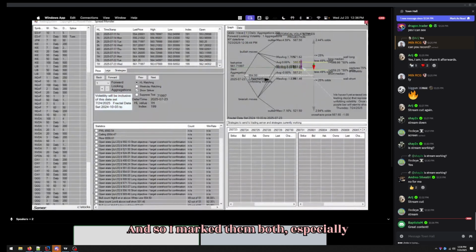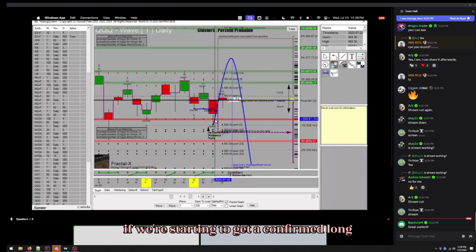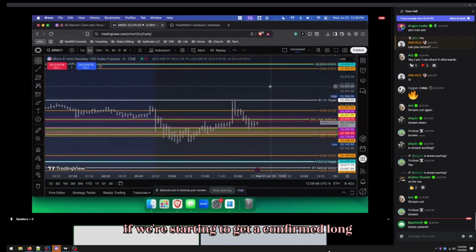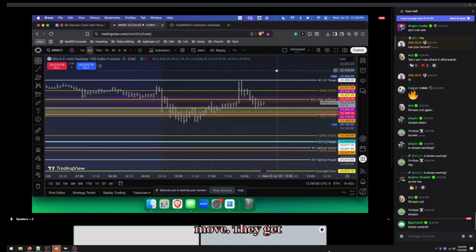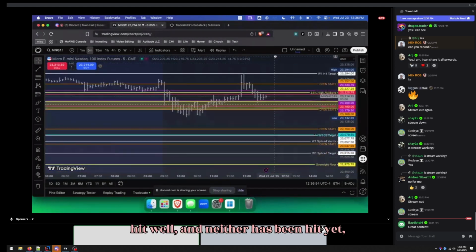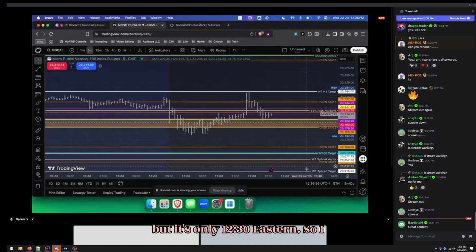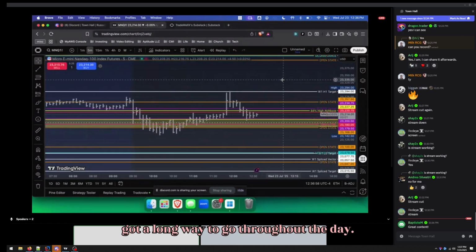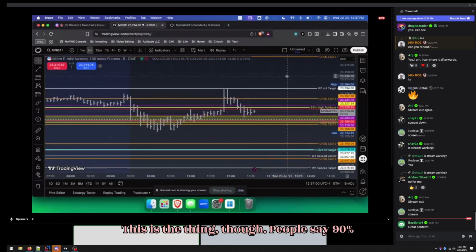So I marked them both, especially if we're starting to get a confirmed long move. Neither has been hit yet, but it's only 12:30 Eastern, so it's got a long way to go throughout the day. This is the thing though: people say 90% probability. Please don't full port just because of 90% probability.